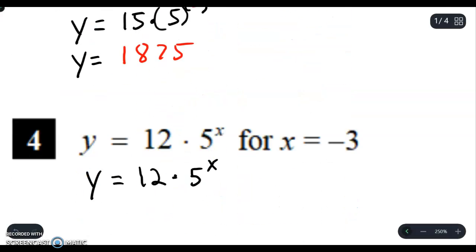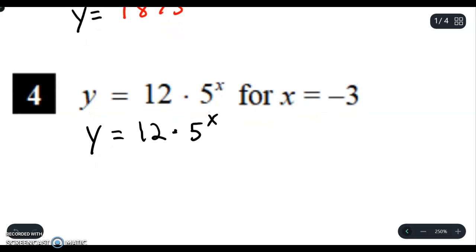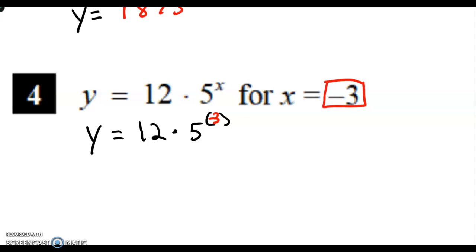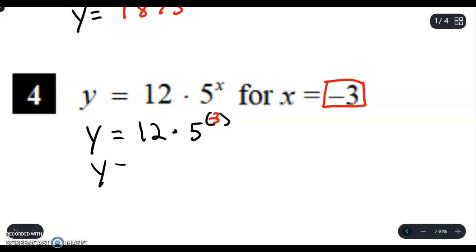Alright, let's take a look at our last example here. Got to put parentheses right here. Alright, so now we're going to plug in this -3. So write that a little better. -3. Plug in that -3. Type all of this in the calculator. And our y will be equal to 0.096.